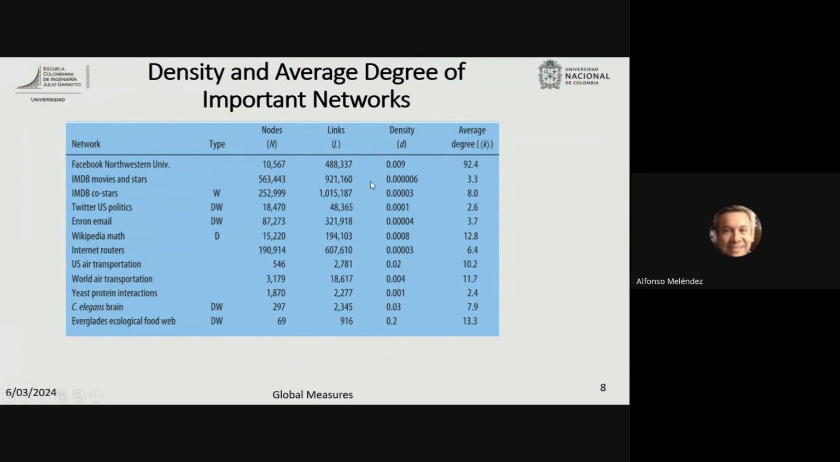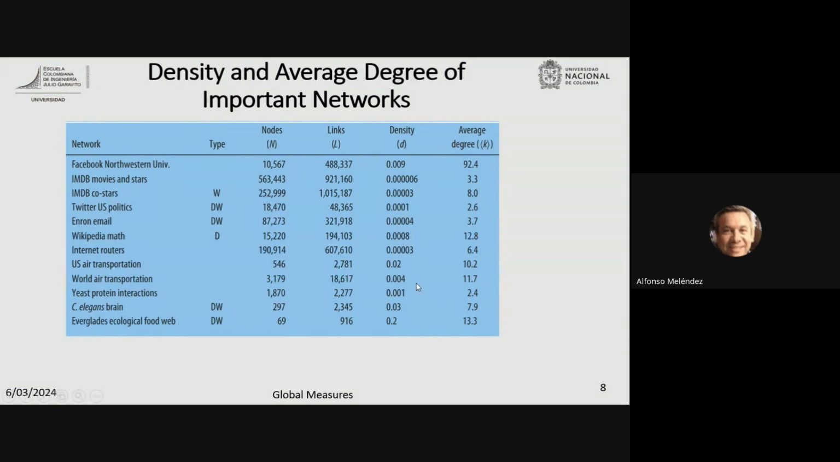Okay. Look at this table. Look at this column. These are densities of 11 real-world networks. Look, for example, this second network is the IMDb movies and stars. It is the database of movies and stars. I guess it's very well known. It's a place on the internet. Look at the density. Here is US air transportation, the network that joins the airports. Then C. elegans, remember, the brain of this little worm, 0.03. So this is important. Real-world networks are sparse, they have very low density.